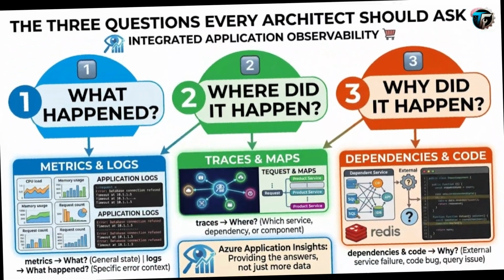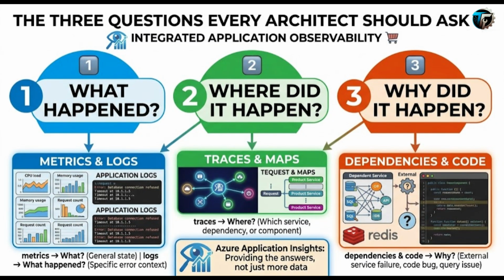Here's a simple framework I want you to remember. When something goes wrong, ask 3 questions. What happened? Where did it happen? Why did it happen? Metrics can tell us that something changed. Logs can give us detailed evidence. Traces can show us where a request traveled. Dependencies can help reveal why a service is slow or failing. That's how observability turns telemetry into an investigation.